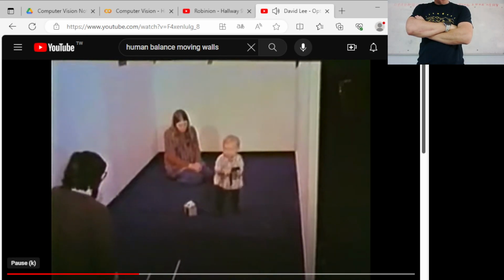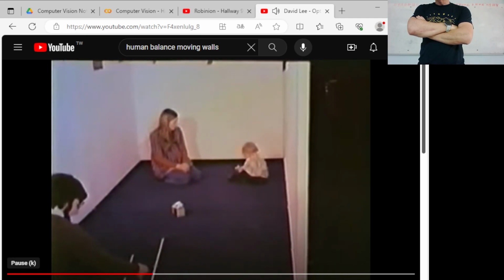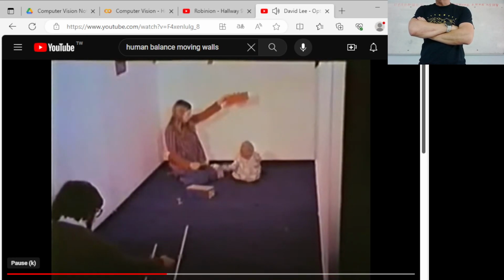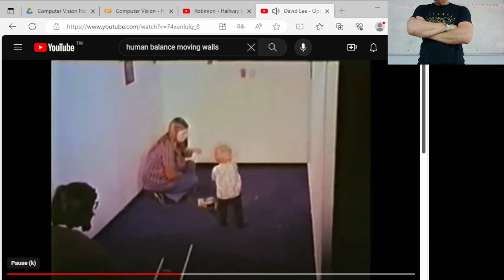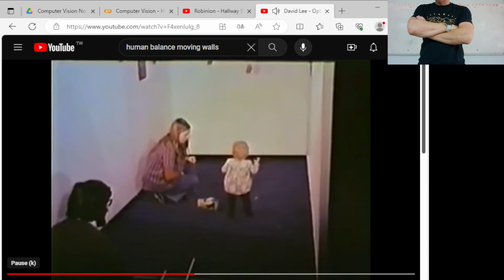So when we move the room backwards, the child falls. Now they move the walls, and again the kid falls over because the infant doesn't understand that the visual feedback doesn't come in the predicted direction. In 92 trials of this type, the infants' balance was clearly disturbed, in 82% of the trials.